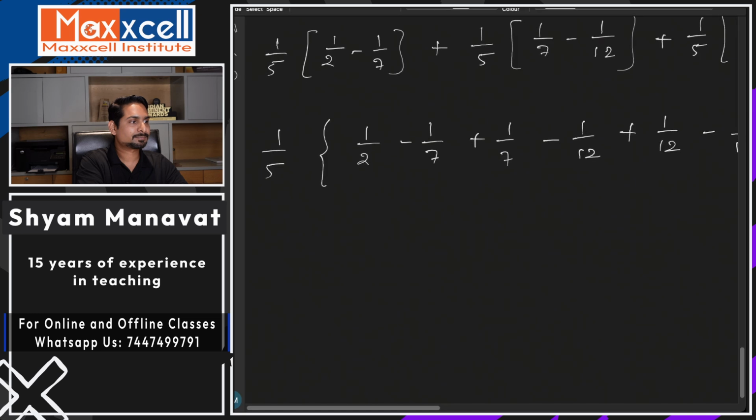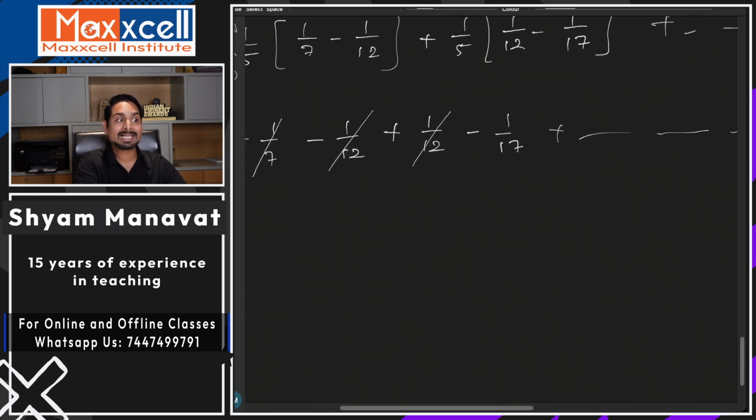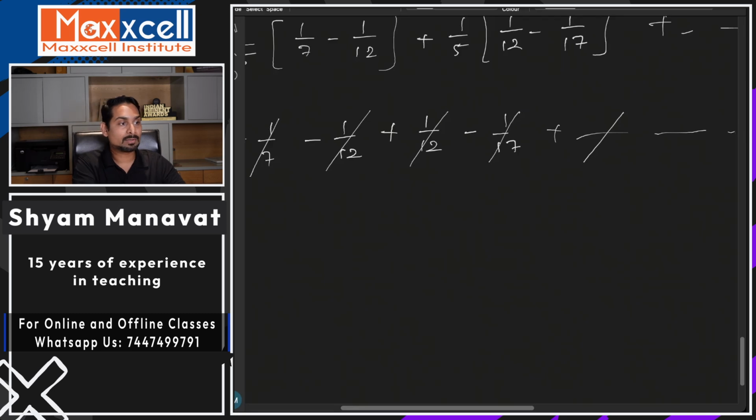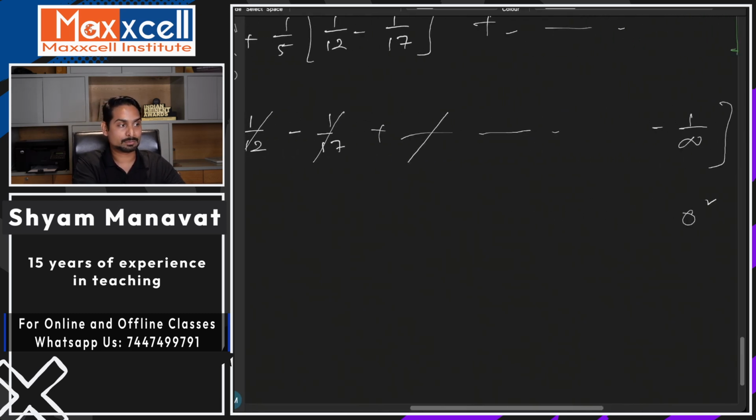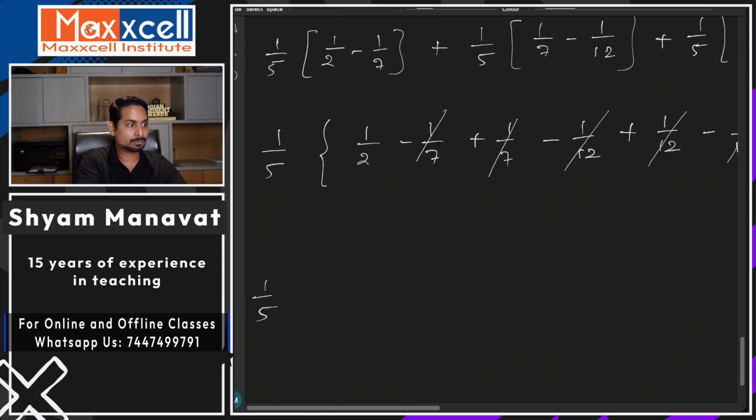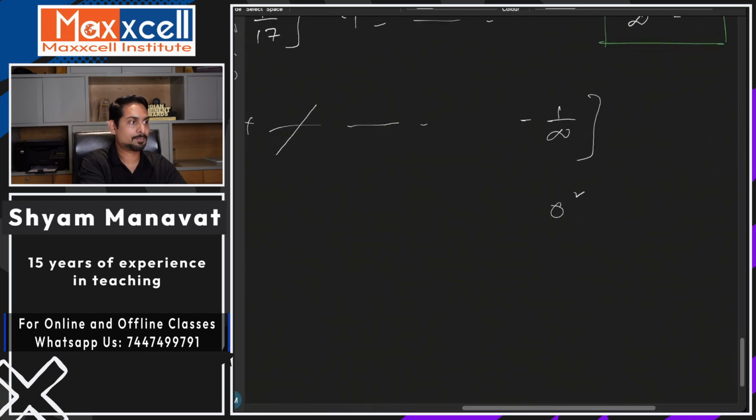Simplify this part further. 1 upon 7, this is cancel. Minus 1 upon 12 plus 1 upon 12 cancel. Now obviously minus 1 upon 17 and next term will be cancelled. So last remaining will be what? Minus 1 upon infinite, which is nothing but 0. So only 0 will remain, right? So you will have 1 upon 2 minus 0. That's what you will get.